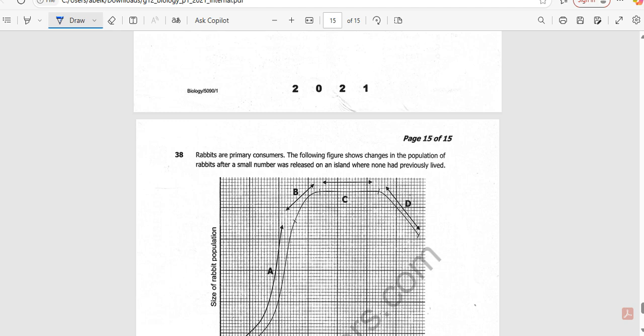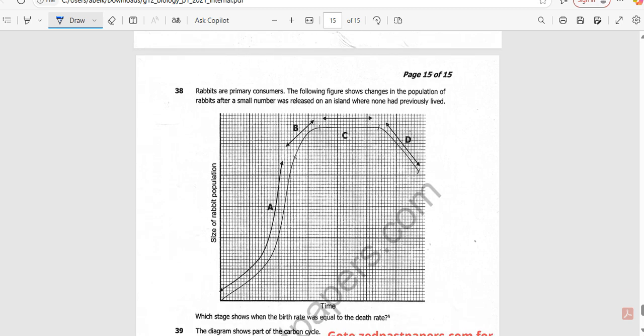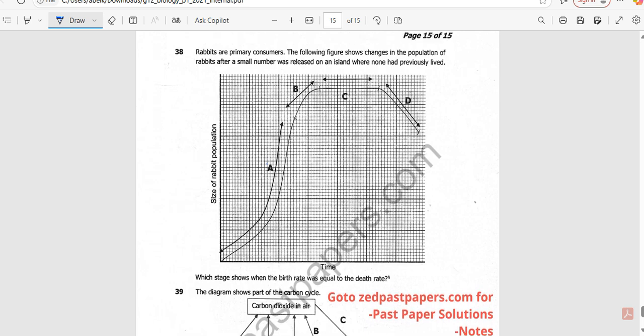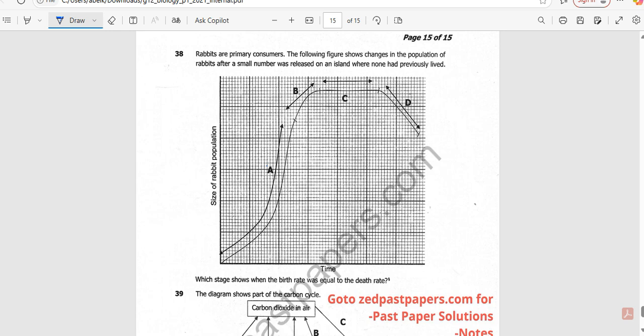Rabbits are primary consumers. The following figure shows changes in the population of rabbits after a small number was released on an island where none had previously lived. So these are the stages A, B, C, and D. Which stage shows the birth rate was equal to the death rate? When birth rate is equal to death rate, the curve does not change. It is constant. So here the curve is changing, here the curve is changing, here the curve is changing. So here the curve is constant. So the answer is C.